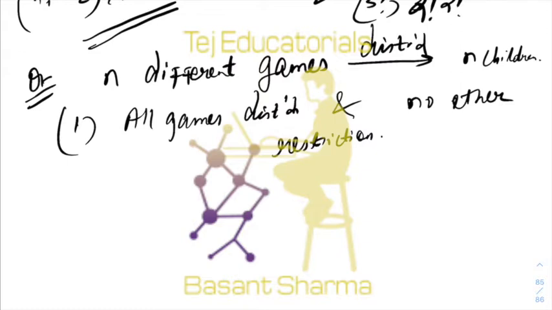So hold the n games in your hand. Then game 1 will have how many choices? It can go to any of the n children. Similarly, game 2 can go to any one of the n children, and so on till n. So this would be n to the power n.